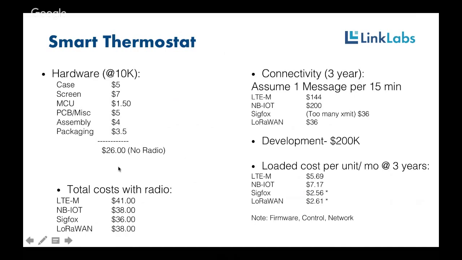Here I put $26 with no radio. Add the radio again, it gets you in that same $30 to $40 price point. Here I'm assuming one message every 15 minutes, which is pretty common for a smart thermostat. You can see your NB-IoT price jumps up above LTE-M, and I modeled again Sigfox and LoRaWAN at their published pricing, but said you're probably not going to be able to support a device like this if it's sending data that frequently on those networks.